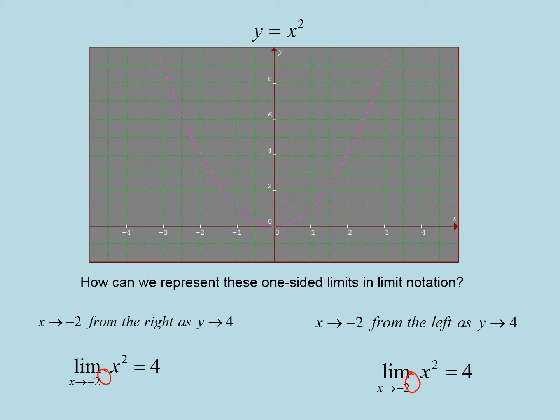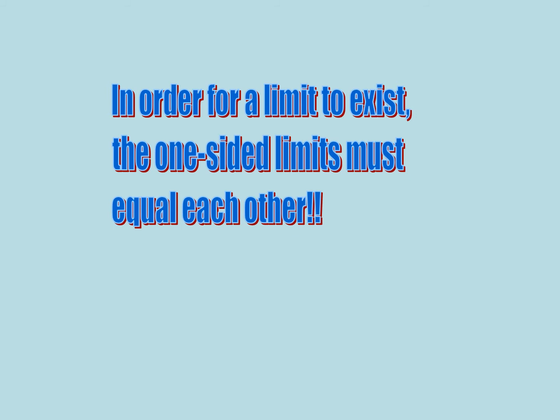The other one-sided limit, notice here we have this little negative sign up here. That means we're approaching -2 from the left. So this would be read as the limit of x squared as x approaches -2 from the left, which is 4. When we are working with limits, in order for a limit to exist, the one-sided limits must equal each other. That's how we determine if a limit exists. We look at the one-sided limits and see if they equal each other. If they do, then that limit does exist.